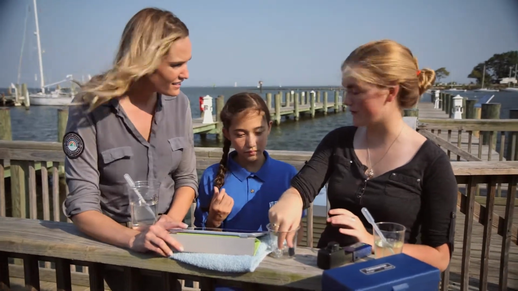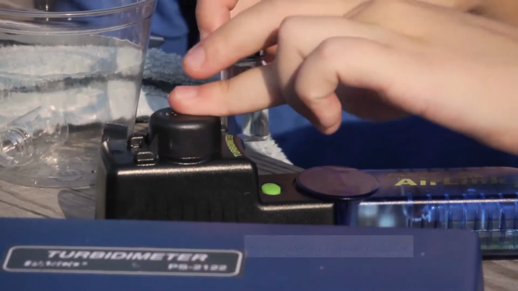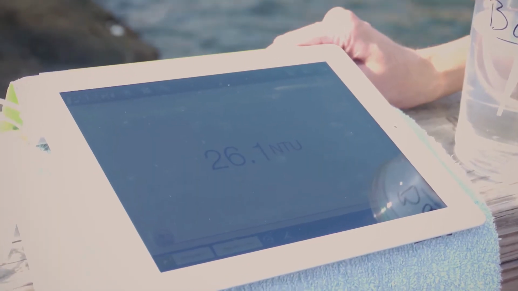Well, next we're gonna do the pond one, right? Pond one. Let's put this one in for the pond water. So that one has a lot more, 26.1 NTU.